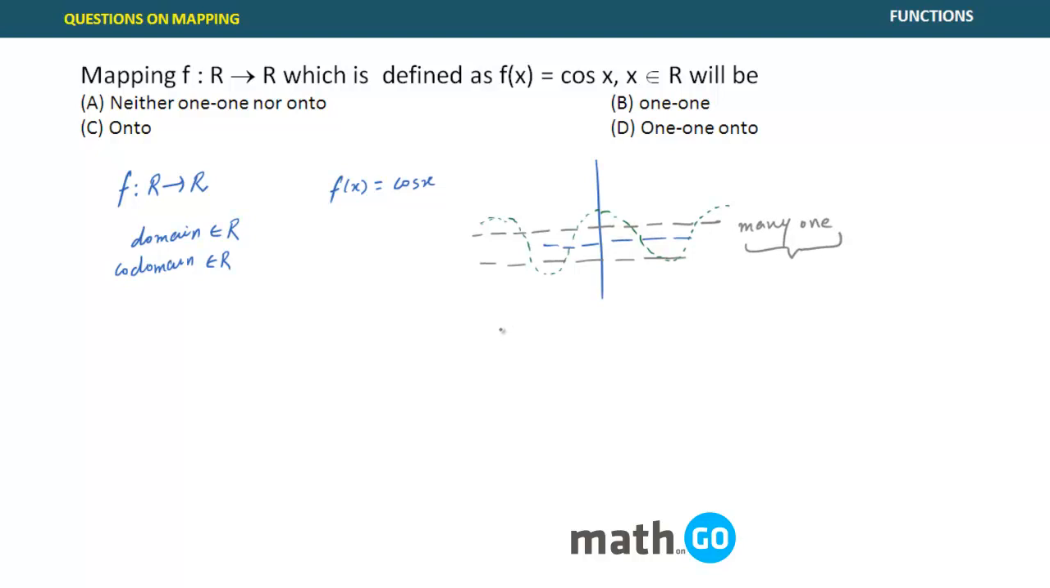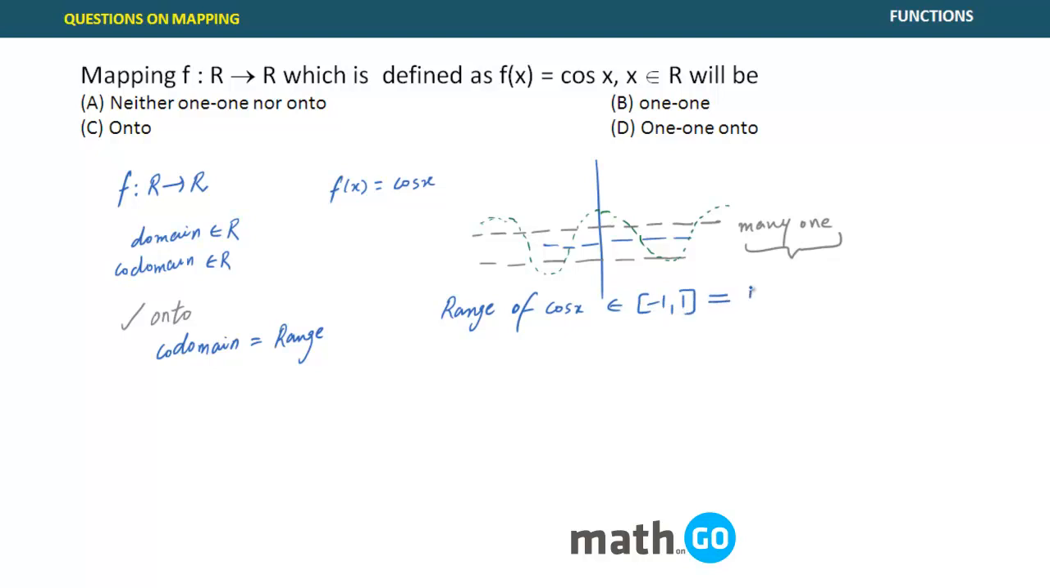Okay. Now let us talk about onto. This is something which people generally find the difficult part. People are comfortable with many-1 and 1-1, but they are not generally that comfortable with onto. For onto, the codomain should be equal to the range. And the codomain is given to be all real numbers. What is the range of cos x? Yes, the range of cos x is nothing but minus 1 to 1.